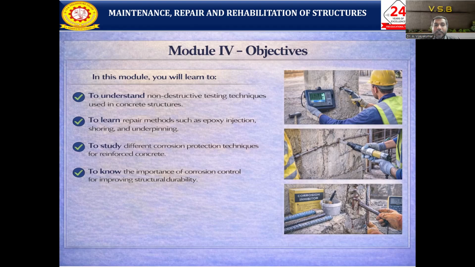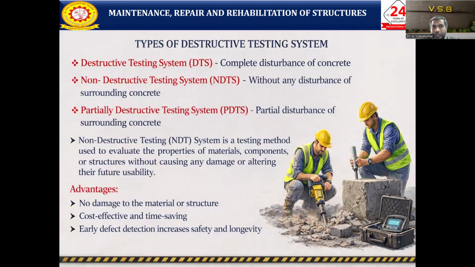And third objective, learners to study the different corrosion protection techniques for the reinforced concrete structures. And fourth objective, learners should know the importance of corrosion control for improving structural durability. Okay, so these are all the 4 objectives we are going to discuss in the forthcoming slides.